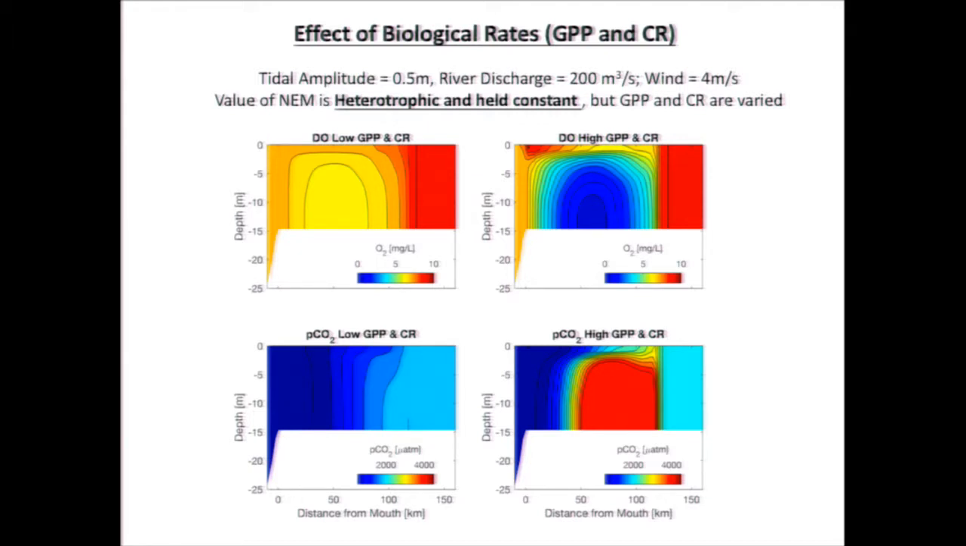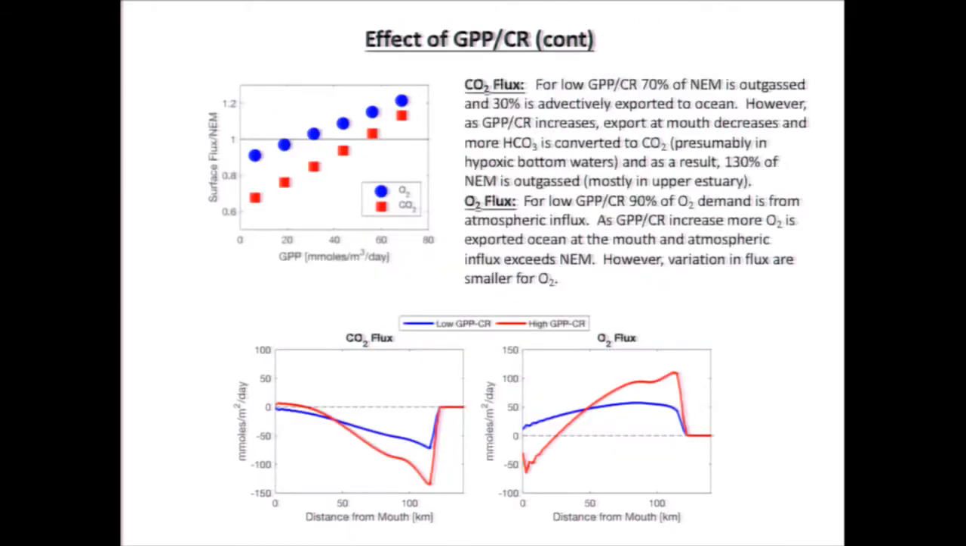When you crank up the rates but maintain the same net ecosystem metabolism, you begin to generate this low oxygen region, you build up all this pCO2 that gets transported up estuary and gets outgassed. And so as you increase the biological rates, even though the total integrated carbon and oxygen budgets haven't changed, you begin to outgas more and more CO2 and ingas more and more oxygen in excess of the net ecosystem metabolism.